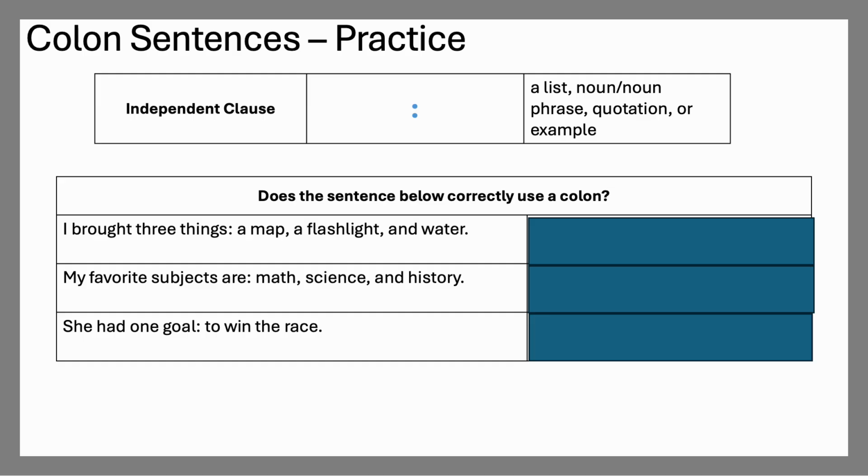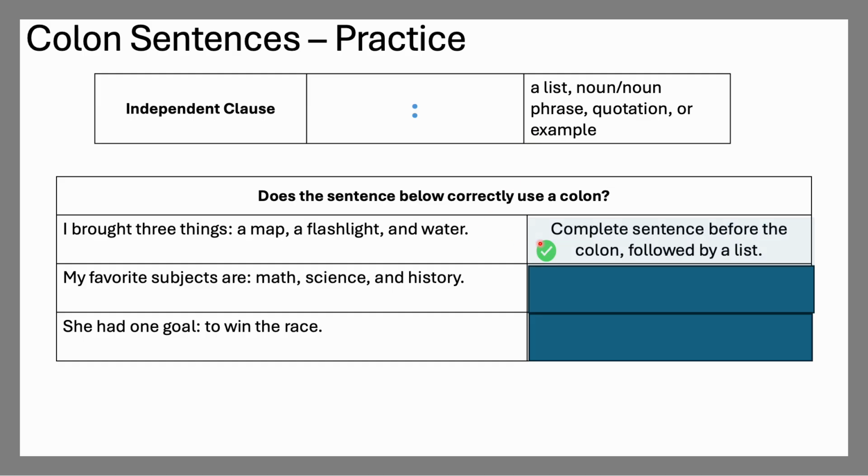I bought 3 things, a map, a flashlight, and water. I have my colon here, so looking at my formula, I need to see an independent clause on this left-hand side. That is an independent clause. It is a complete sentence. I is my subject. Brought is my verb. What did I bring? 3 things. That's my direct object. So complete sentence. And then on the other side of my colon, I have a list. So a complete sentence followed by a list.